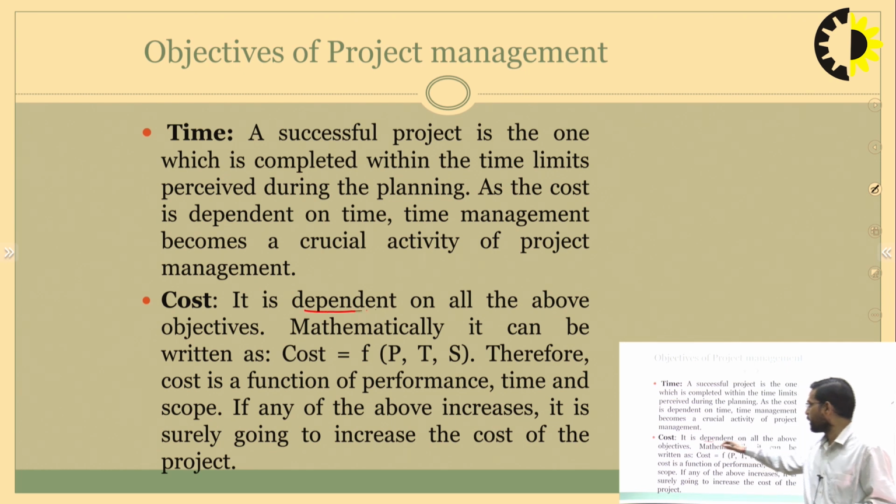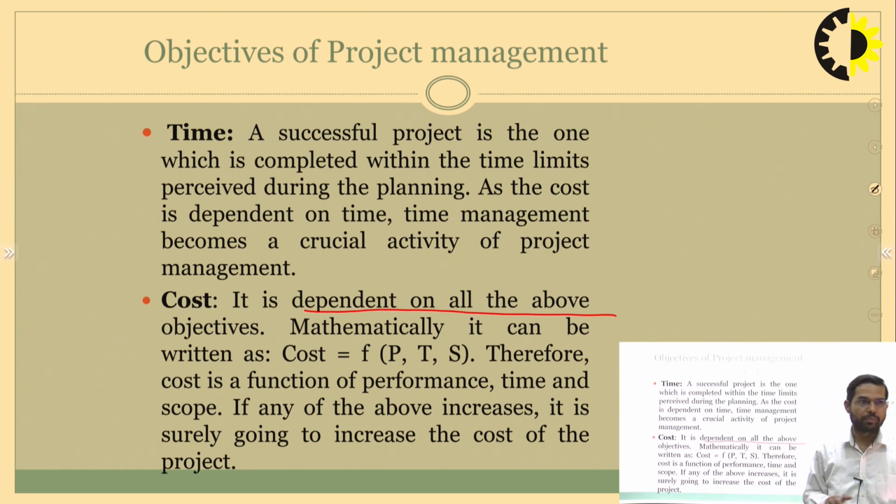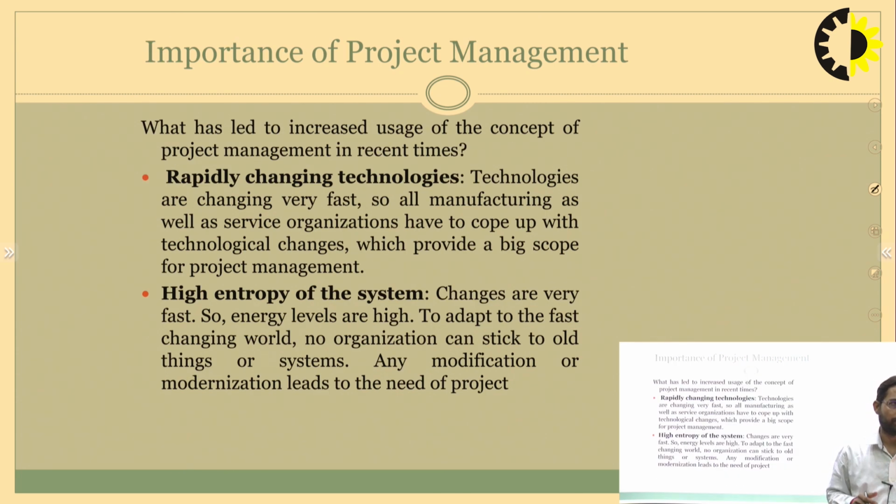Fourth, cost. It is dependent on all the above objectives. Mathematically, it can be written as cost equals a function of P, T and S, that is, cost is a function of performance, time and scope. So if any of the above increases, it is surely going to increase the cost of the project. If the time, the scope, or the performance is increased, the cost will increase.